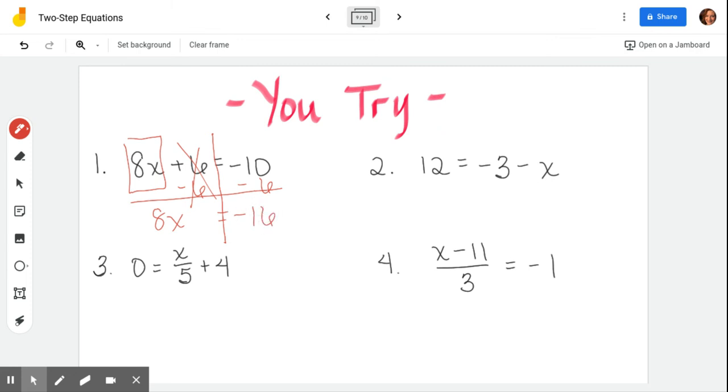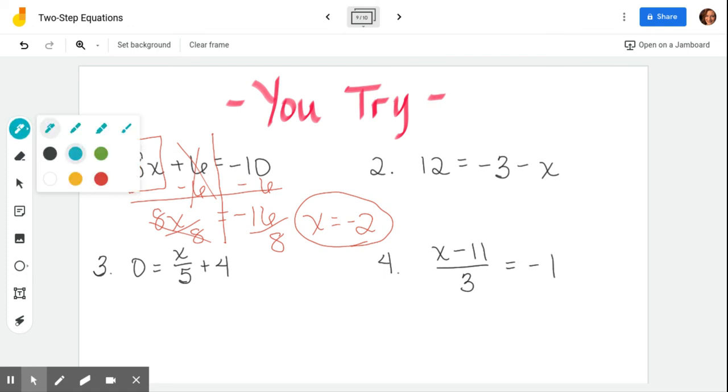On the left now, that means times 8, and the opposite of multiplying is dividing. If I divide on the left, I divide on the right because I'm not tipping that teeter-totter. So I end up with x equals -2. And if you plug it back in, you will find that is, in fact, the correct answer. Let's do the next one.